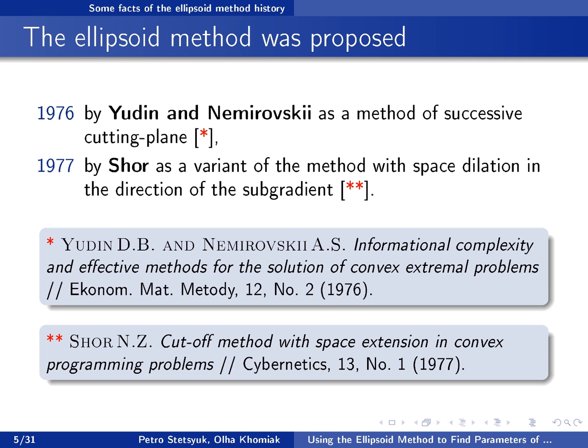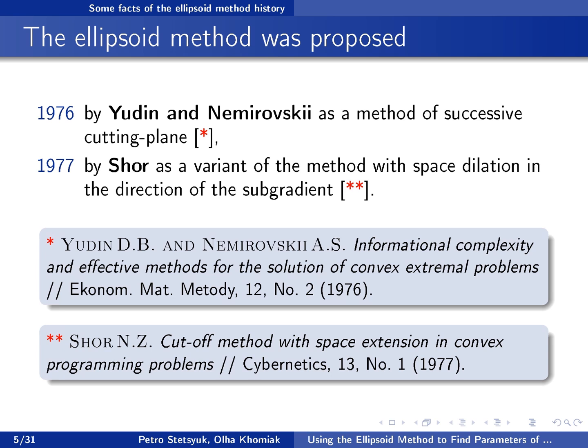The ellipsoid method was proposed by David Yudin and Arkady Nemirovsky in 1976. They did this in the paper Information Complexity and Efficient Methods for Solving Extremal Convex Problems. This article was published in the journal Economics and Mathematical Methods, Issue 2, 1976. The ellipsoid method was built by Yudin and Nemirovsky based on the successive cuts method.